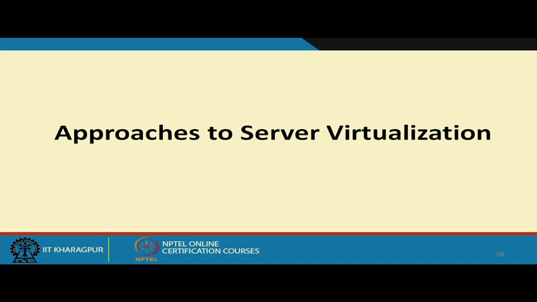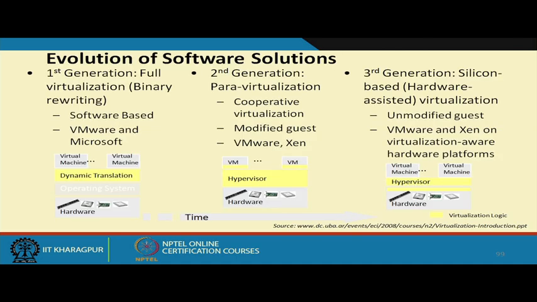Now, if we look at the typical approaches to virtualization and the evolution of virtualization, one is what we call first generation or full virtualization. It uses binary rewriting. It is software based, and VMware and Microsoft support this. Whatever the virtual machines are generating, a dynamic translator rewrites it for the underlying hardware and so forth.